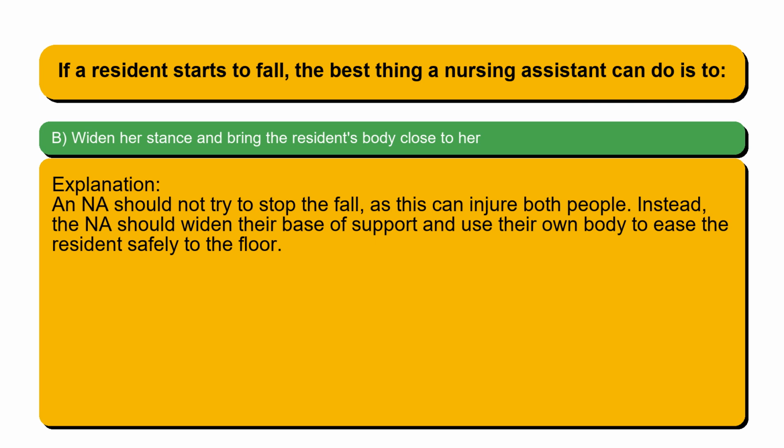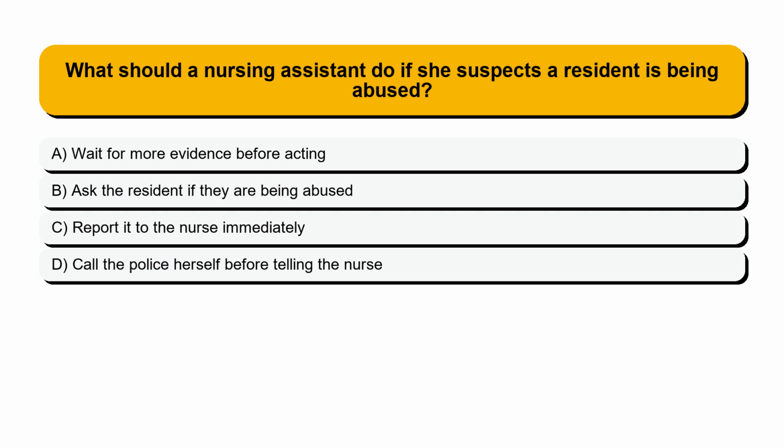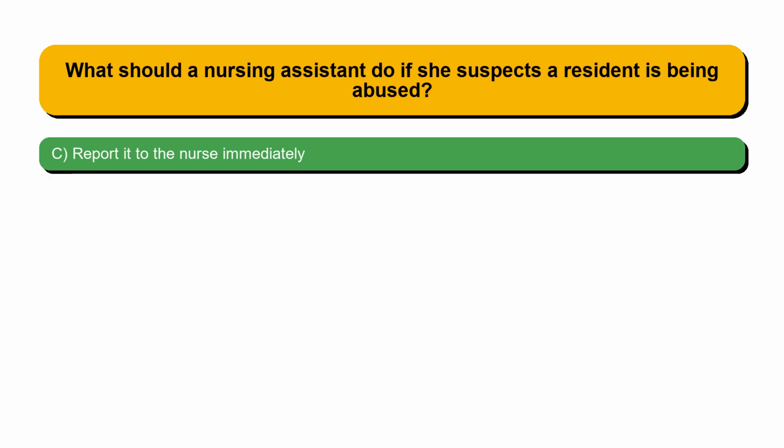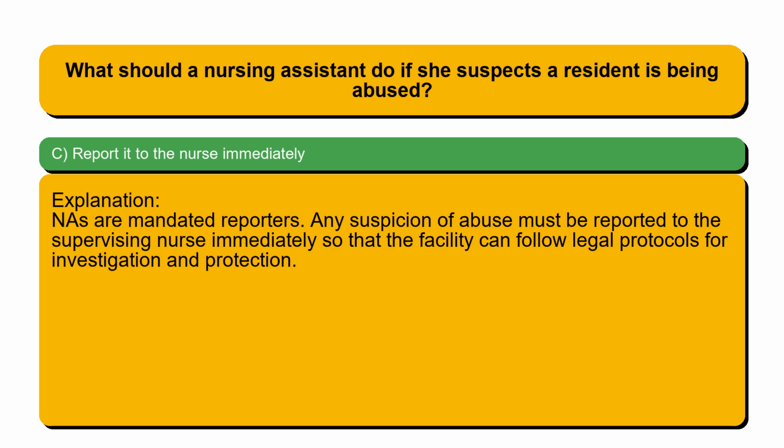Question 20. What should a nursing assistant do if she suspects a resident is being abused? Option A. Wait for more evidence before acting. Option B. Ask the resident if they are being abused. Option C. Report it to the nurse immediately. Option D. Call the police herself before telling the nurse. The correct answer is option C. Report it to the nurse immediately. NAs are mandated reporters. Any suspicion of abuse must be reported to the supervising nurse immediately so that the facility can follow legal protocols for investigation and protection.